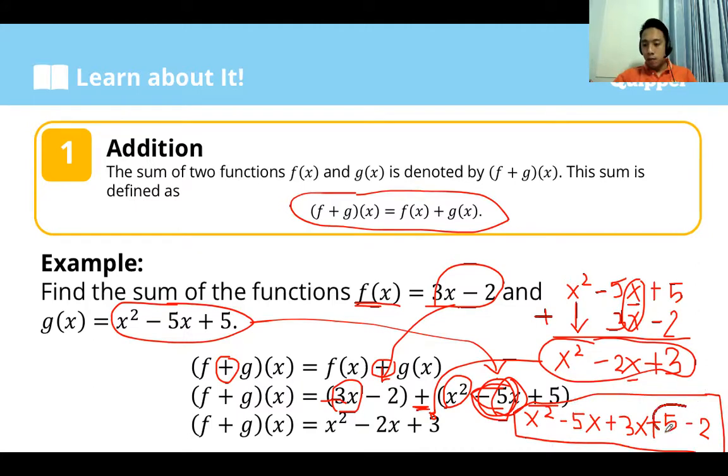Now, if you already arrange it like this, you can now solve for it. What is 5 minus 2? Positive 3. Negative 5x plus 3x is negative 2x. And then just copy x squared. And that's it. So you can choose between these two options on how to solve addition of functions. Okay, another example.